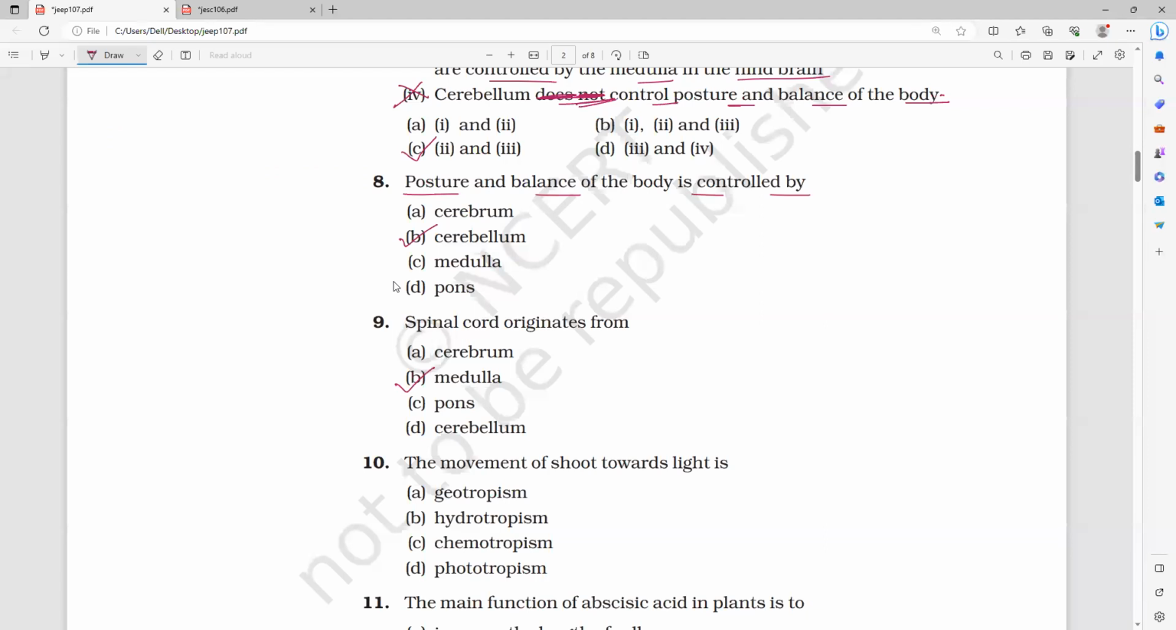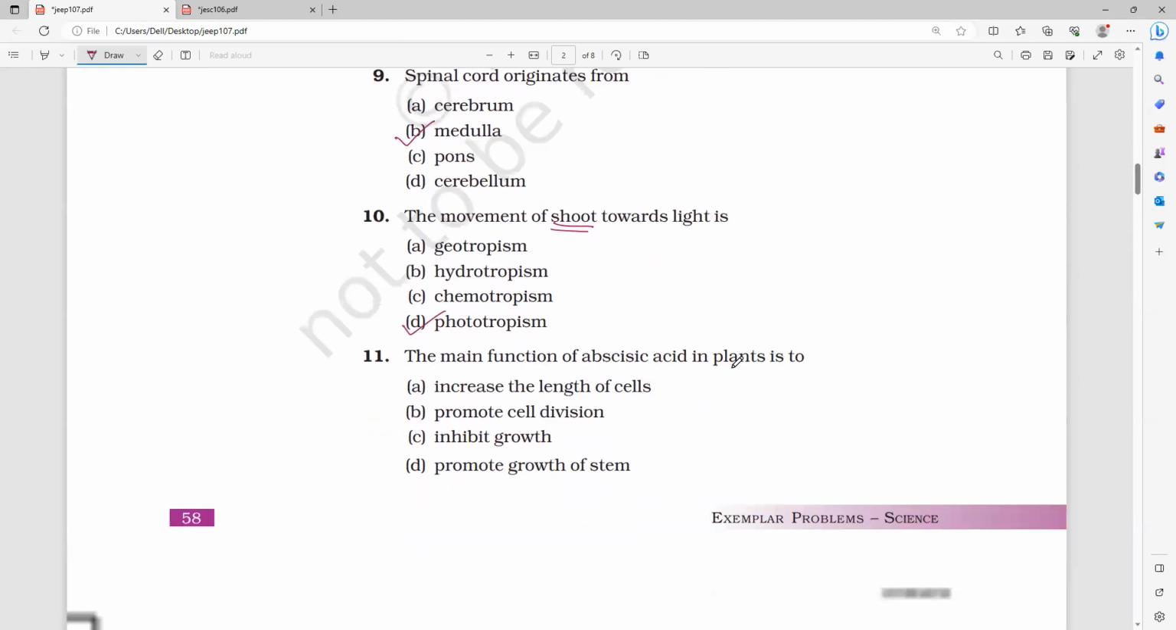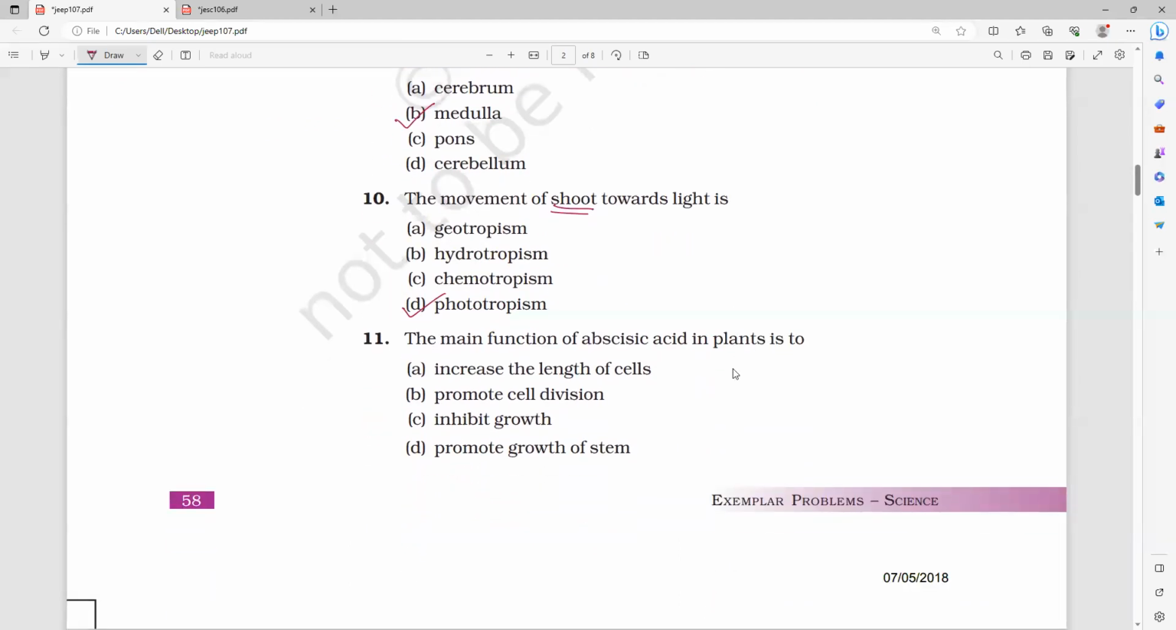Please write. Next, the movement of shoot towards the light. Tropisms, guys. What is the tropism we used to call? Everybody? Phototropism. Understanding? For every tropism, my sincere request is you need to know at least one example for positive tropism and another example for negative tropism. In board exams, they always ask negative tropism only. Keep it in mind.